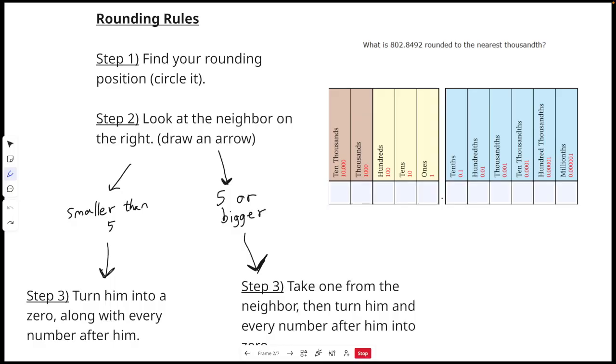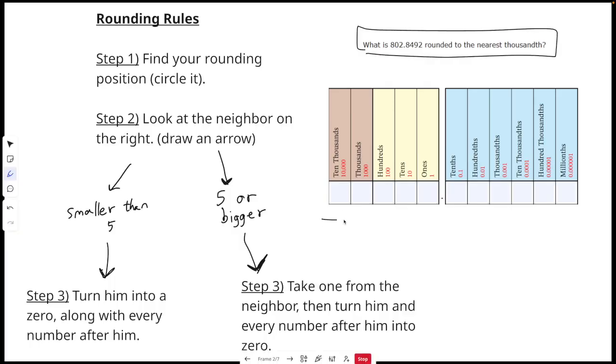It says, what is this rounded to the nearest thousandth? I put this place value chart here because maybe you're not sure about thousandths, tenths, hundredths, where that is in a decimal. Also, notice that I'm saying thousandth and dragging it out a little bit because I don't want you to think I'm saying thousands. Thousands, thousandths, very different. So I'm going to put this into my place value chart.